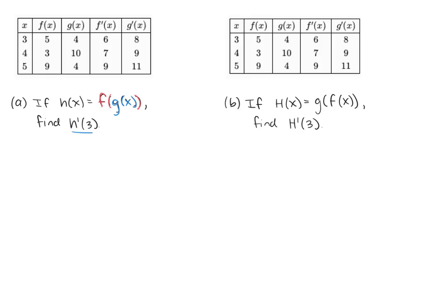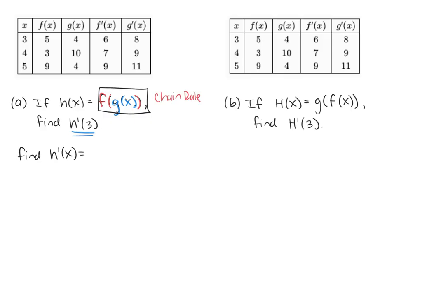And so before we find h prime of 3, let's first figure out what the derivative function is. Let's just figure out what h prime of x is. So h prime of x is the derivative of this composite function. And the derivative of a composite function requires that we use the chain rule.